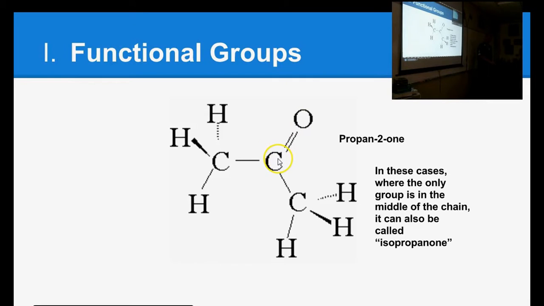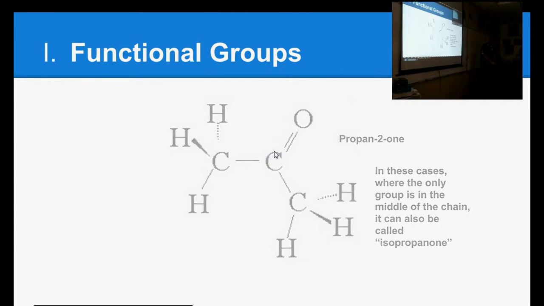Oh yeah, and there's a special case here where if something is right in the middle, and it doesn't matter where you start counting, sometimes they use the word iso. So they could say isopropanol, and that means right in the middle of that molecule is a ketone. You could also have isopropanol. Okay.